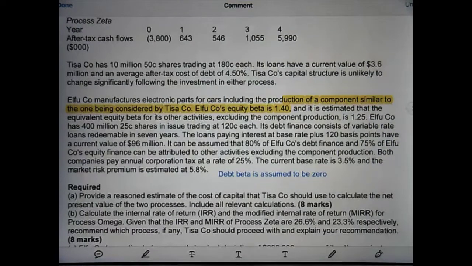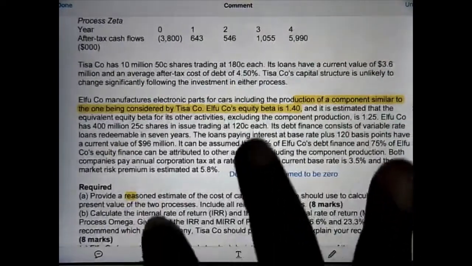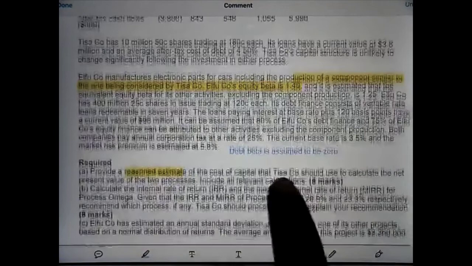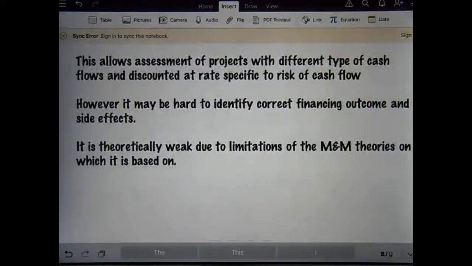Now the word here is provide a reasoned estimate, meaning you must give a reasoning for your answer. You cannot just simply calculate. Okay? This word reason is a very important word. Yes, the cost of capital will be calculated. Include all relevant calculation. Okay, now let's just get the cost of capital calculated. After that you have to calculate the IRR and MIRR, correct? So let's do Tisa now.